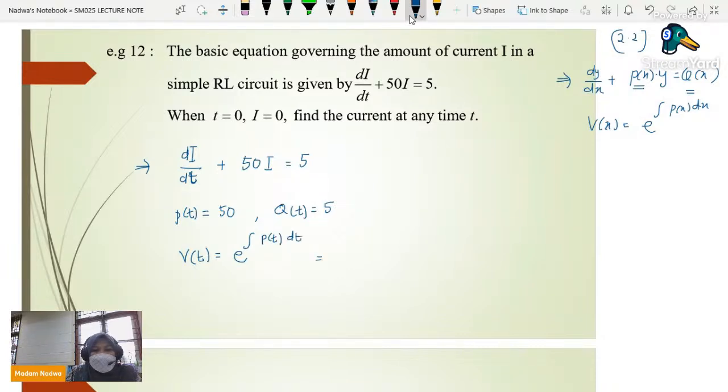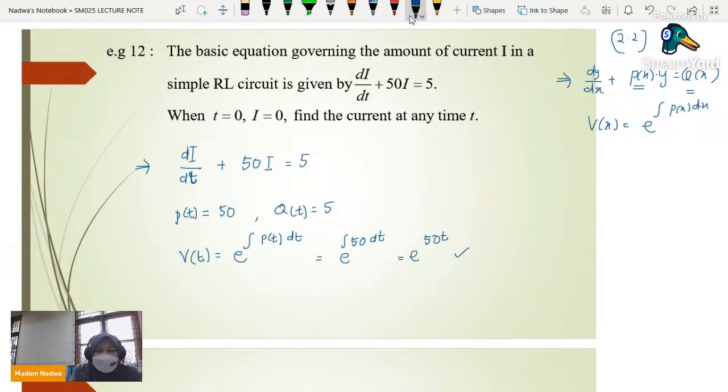So we will actually have e to the power of 50t. So integrate, ni saya skip. Integrate 50 with respect to t, you will get 50t, so it should be 50t like this. So this is your integrating factor. So siapa yang dah dapat sampai sini dapat integrating factor, meaning that dah bagus lah tu, dia dah boleh cari integrating factor using this formula. Okay, this is the next step.